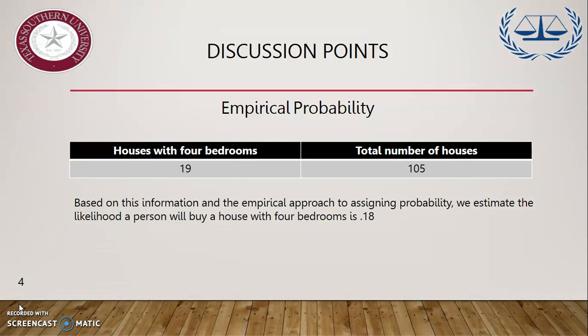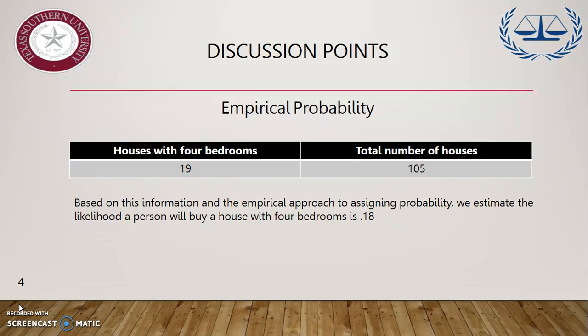Empirical probability is based on the number of times an event occurs as a proportion of a known number of trials. With the real estate data, it's kind of hard to tell what the future outcome would be, but for demonstration purposes, I tabulated that houses with 4 bedrooms, there were 19 out of a total number of 105. So you have an 18% chance of owning a house with 4 bedrooms.